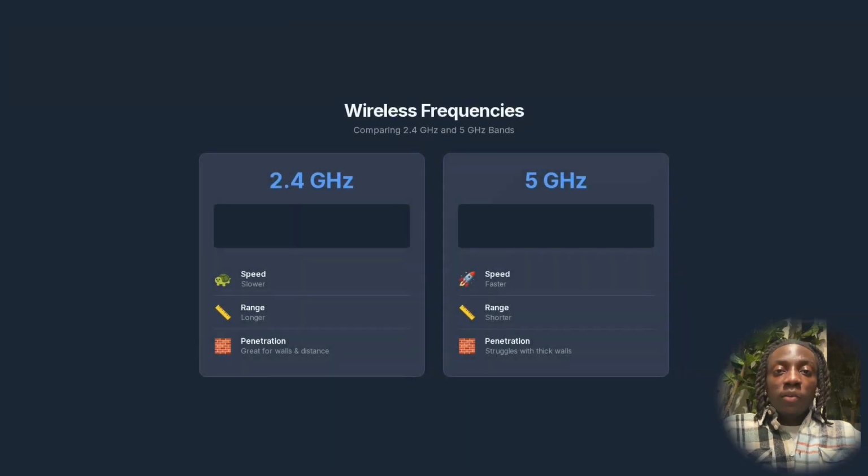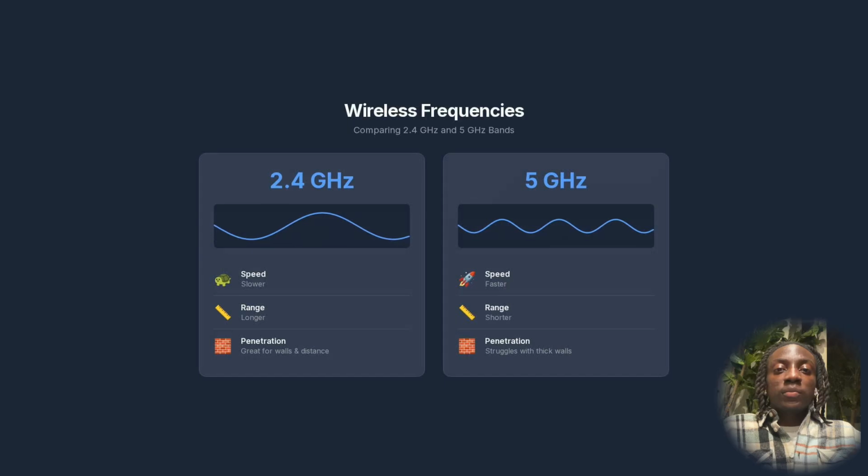Now let's talk about the different wireless transmissions. There's wireless that uses radio waves to send data, and there's two main Wi-Fi frequencies. 2.4 gigahertz, which is slower, longer range, and it's great for walls and distances. We also have 5 gigahertz, which is faster, shorter range, but it struggles with thick walls.